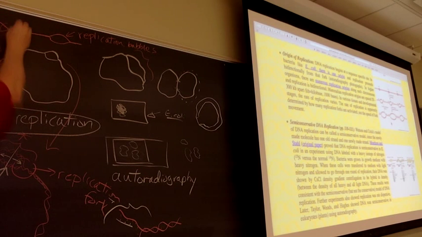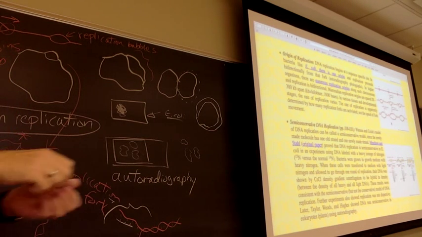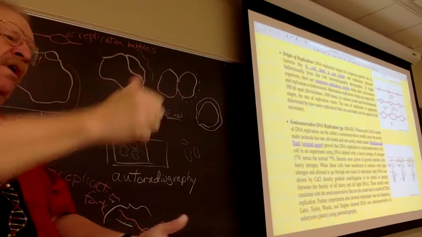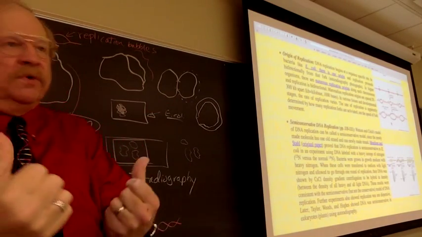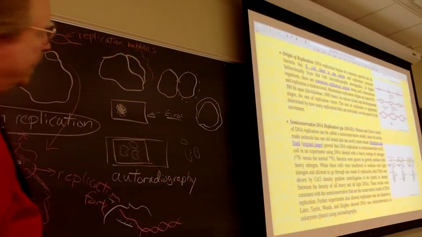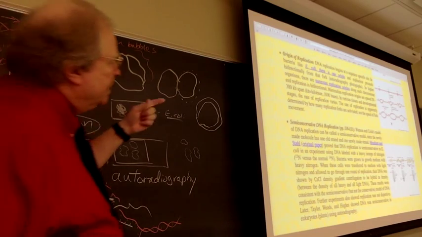That is, there's a replication fork here, and there's a replication fork here, and replication is going that direction and that direction. So starting at that origin would have been in the middle. The origin would be the place where the strands first come apart, and one replication fork starts moving one way, and the other moves the other way.